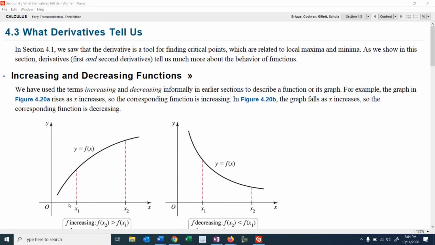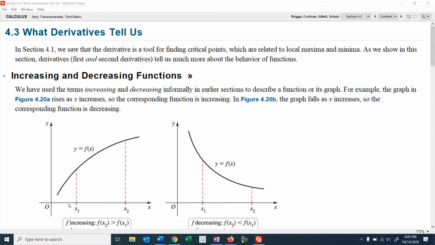Hello again. In this video, we're going to begin talking about the material from section 4.3, where we learn that the derivative is a very useful tool when it comes to graphing functions. The reason it's useful is because it tells us three different things about the graph of a function. The first is where the function is increasing and decreasing. The second is the location of the relative maximums and relative minimums, also known as local maximums and local minimums.